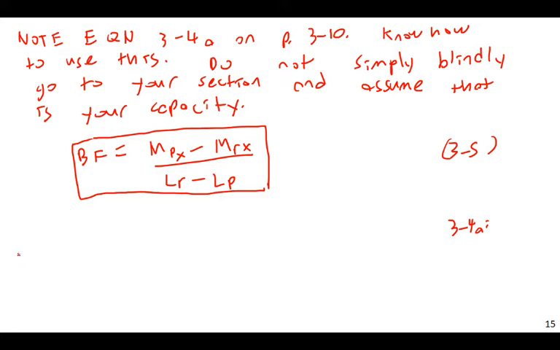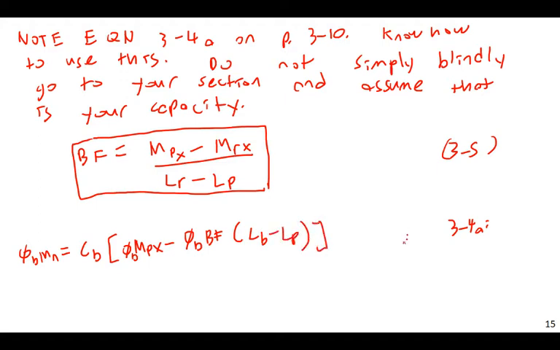So 3-4a for LRFD is like this: Phi B MN is equal to CB times [Phi B times MPX minus Phi B times the beam factor times (LB minus LP)], and then close bracket here.